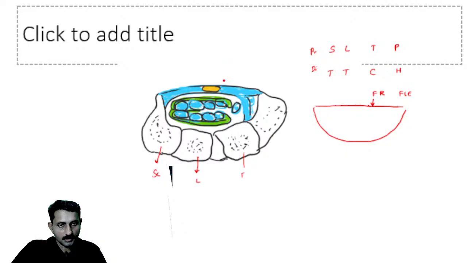On the top, attached to this flexor retinaculum, we can see a yellow-shaped structure. What is the yellow structure called? Median nerve. So the median nerve will be running almost attached to the flexor retinaculum. We also have flexor pollicis longus and flexor carpi radialis. These are also 2 muscles.